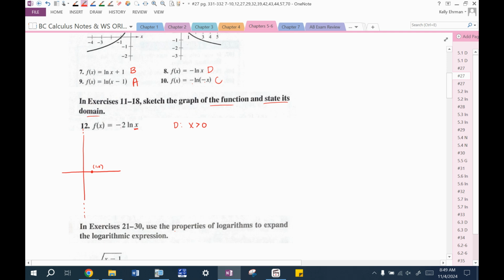But the y values are getting multiplied by -2. So the nice points are (1, 0). This graph should be opening down and kind of stretched vertically a bit. Vertical dilation by a factor of 2. Another nice point on there is at e: instead of being at (e, 1), we should be at (e, -2). When you plug in e, natural log of e is 1, multiply that by -2.